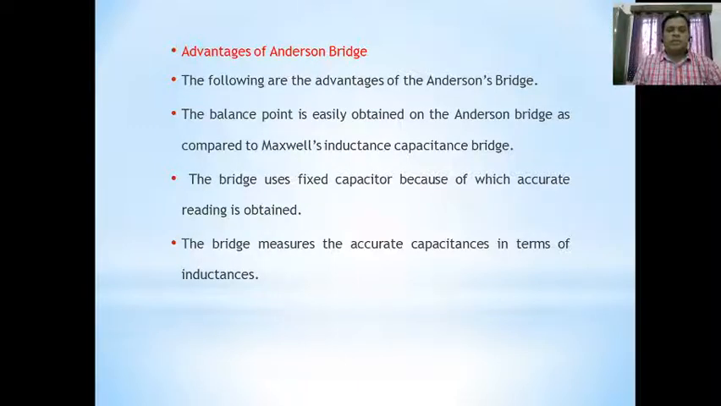And also the bridge measures the accurate capacitances in terms of the inductances. If you want inductance, we have the accurate capacitances and variable capacitance there, and therefore if you want to measure capacitance, we can measure it in terms of the inductances there.